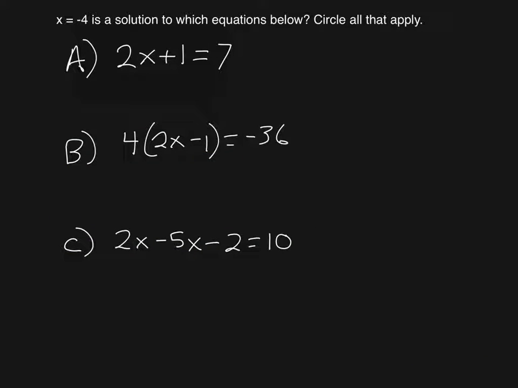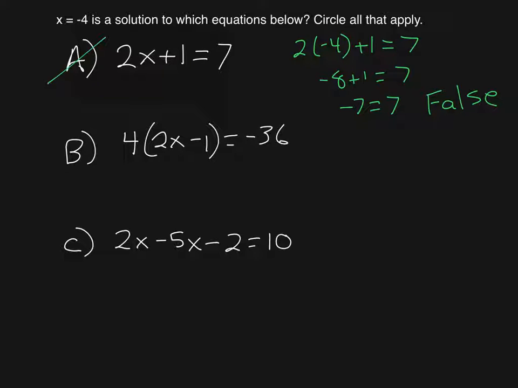Let's take a look at another example. Here we have: x equals negative 4 is a solution to which equations below? Circle all that apply. So here we have a possible solution, a value for x, and I want to know, is it a solution? First I have 2 times x plus 1 equals 7. So 2 times negative 4 is negative 8, plus 1 is negative 7 equals 7. Not a true statement. This is definitely false because those are opposites. So not A. A is no good.